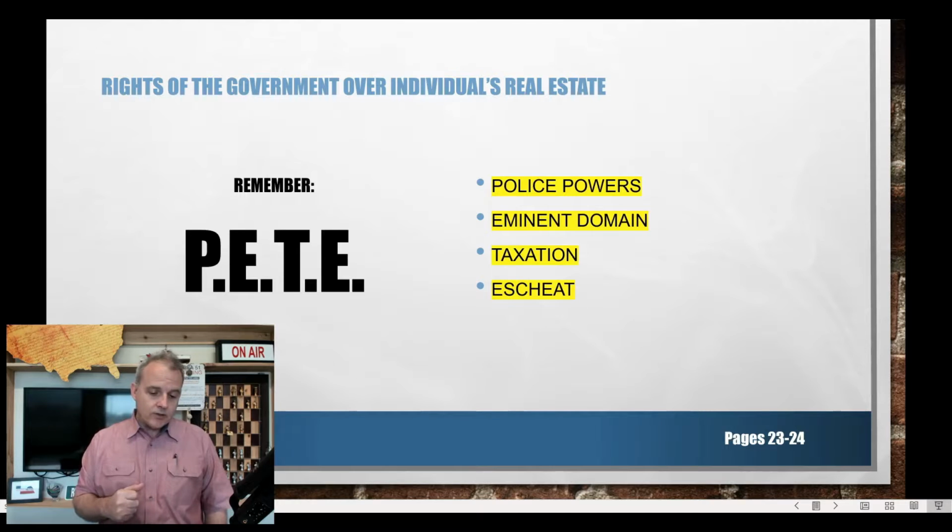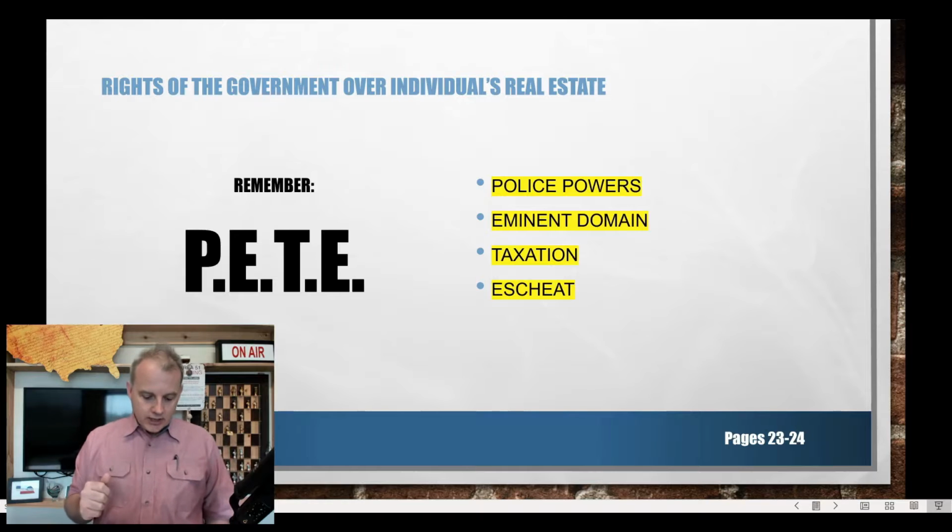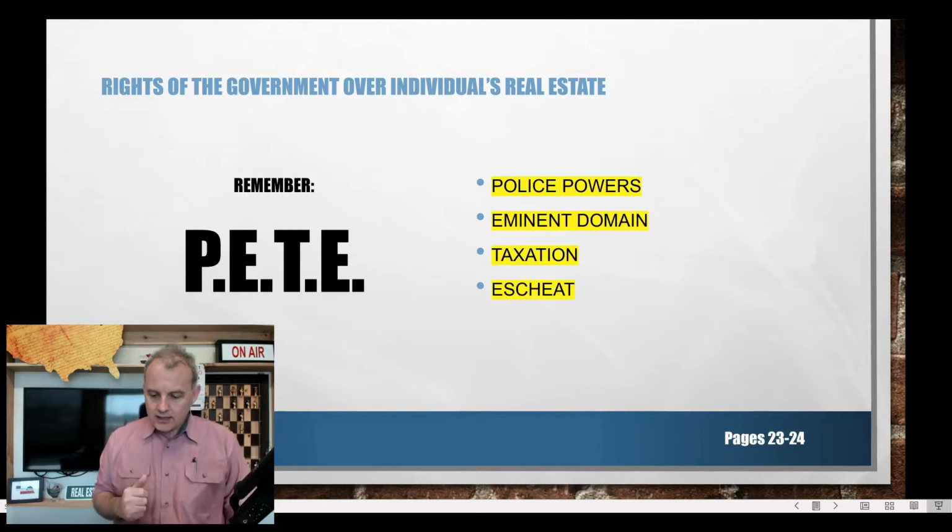And it starts on page 24. There's an acronym you really should know. It's called PETE, P-E-T-E, and it stands for Police Powers, Eminent Domain, Taxation, and the Doctrine of Escheat, E-S-C-H-E-A-T. And we need to know what these are. So it's a good idea on page 24 to highlight right at the top there the right to police power, the right to eminent domain, the right to tax, and the right to escheat. So make sure that you highlight those.